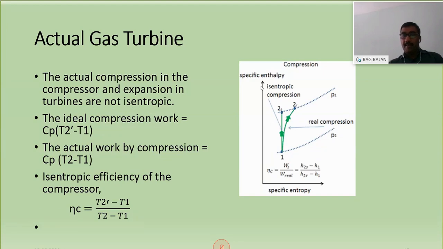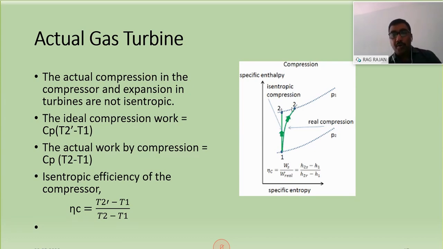Here you can see the HS diagram. You have studied the HS diagram in your thermal engineering initially. So here you can see this is the specific enthalpy and this is the specific entropy. So here this 1 to 2, or you can say 1 to 2 dash. Here it is written as 2s, but you consider it as 2 dash because in the equations I have given 2 dash. So 1 to 2 dash is an isentropic process, but actually it will be 1 to 2.